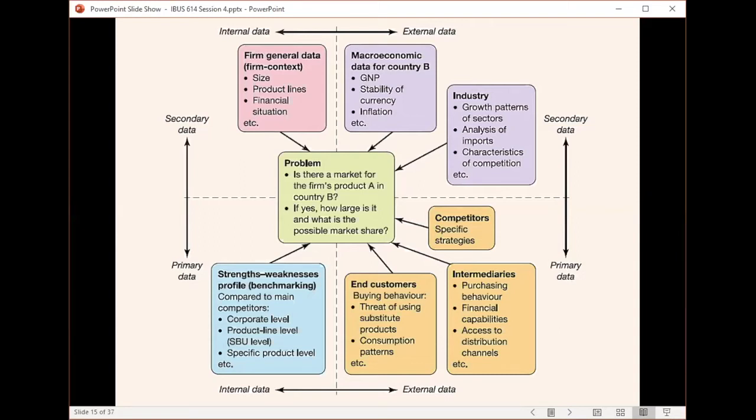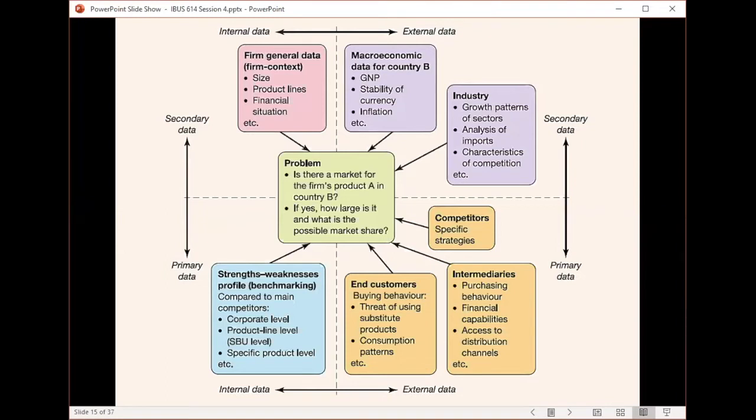Now, looking at the internal sources of secondary data, we can see that to be able to answer this question, we can look at things within the firm, like our size, compared to the foreign market. Are there bigger firms manufacturing products in that market already, which will make it fairly difficult for us to compete? And based on our size, is our product line good enough to compete with the product lines of the other companies already operating in that market?